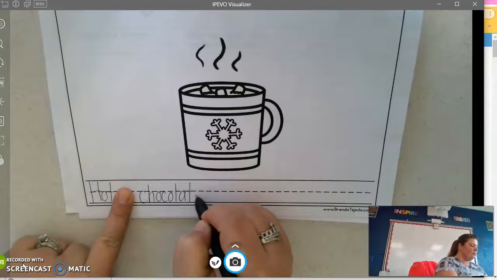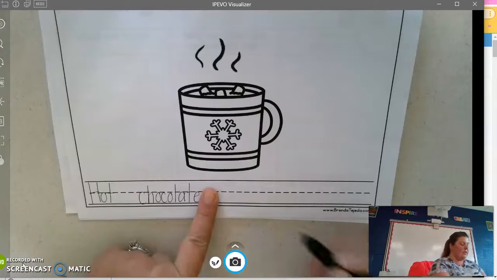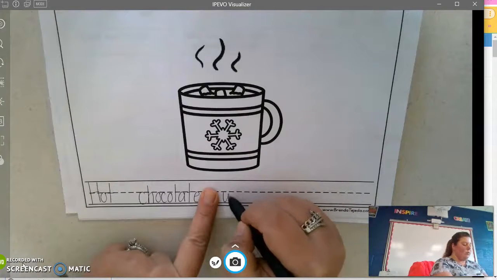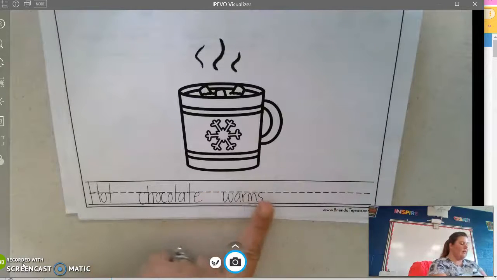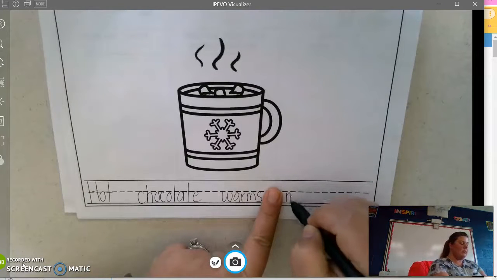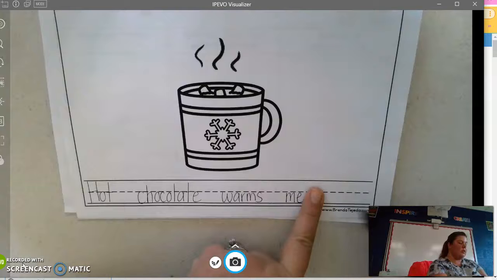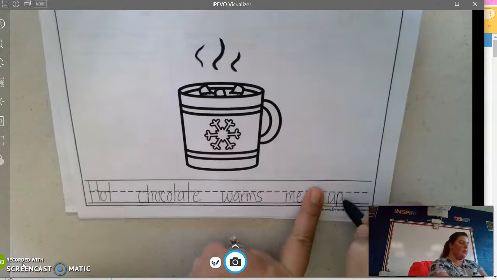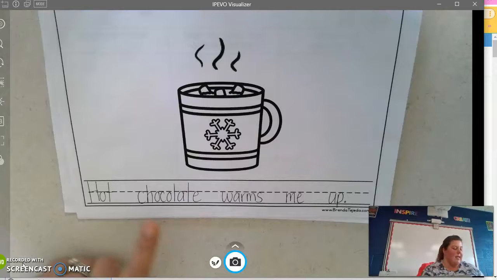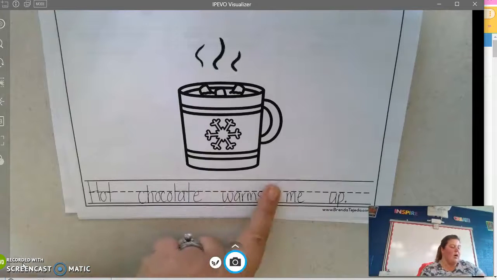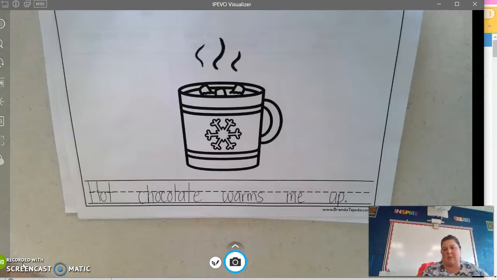Lots. Finger space. Warms. Finger space. Me up. One thing that I really want us to focus on is separating our words with a finger space.